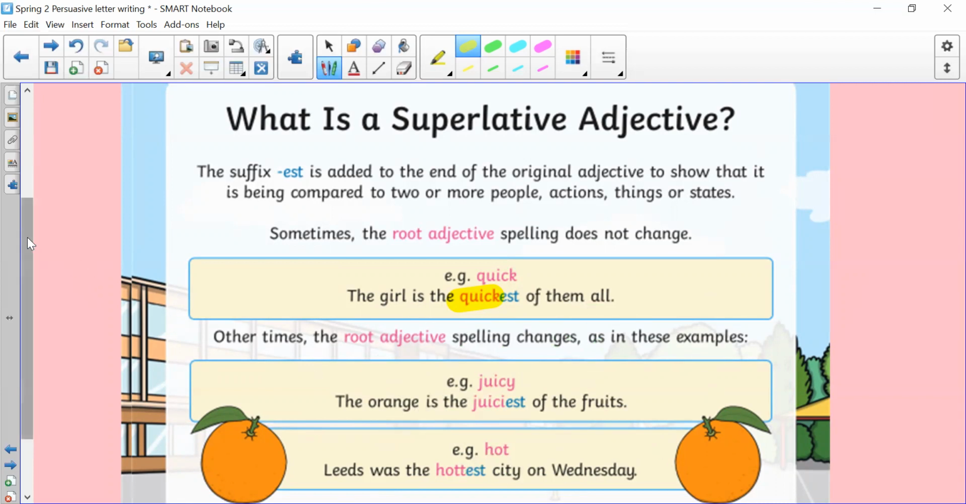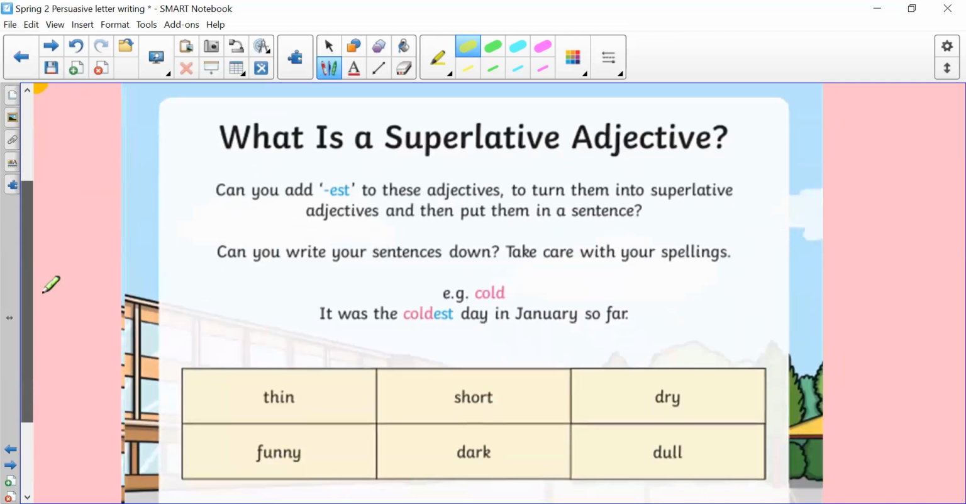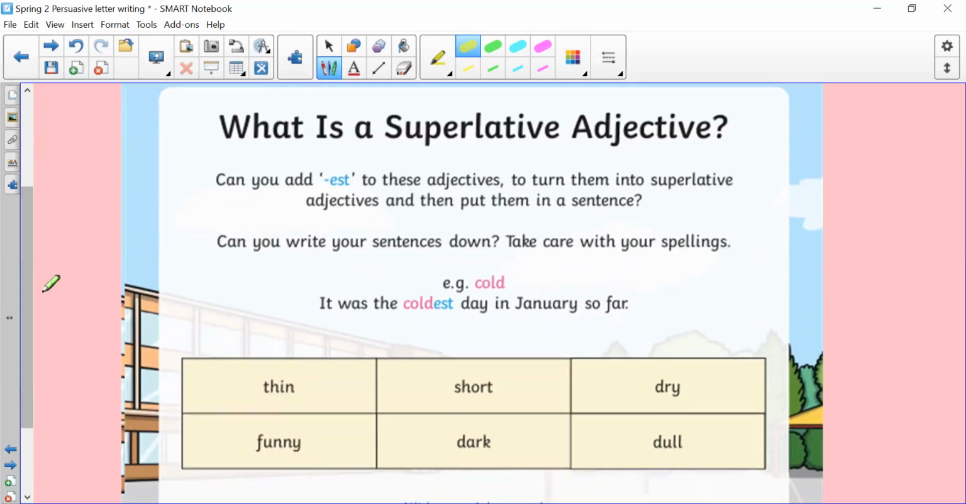Again, if you want to write down these just for you, that's absolutely fine. So can you add EST to these adjectives to turn them into superlative adjectives and put them into a sentence? Can you write the sentences down? Take care with your spellings. So e.g., cold: it was the coldest day in January so far. They've taken cold, the root word, and added on EST, the suffix, to make it a superlative. And remember, super: the most, the best.